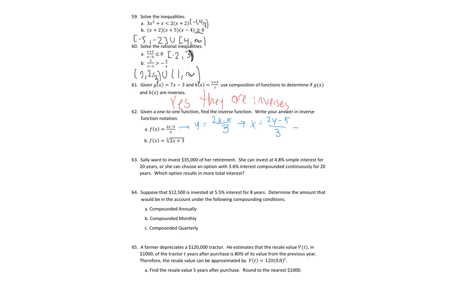So I will multiply each side by 3. So 3x equals 2y minus 5. Add 5 over. So 3x plus 5 equals 2y. And then divide by 2. So 3x plus 5 over 2 is y. And when it says inverse function notation, instead of y, we're going to put f negative 1 of x. And then we're done. So I'll go ahead and rewrite that closer to it so we can go to the next one.